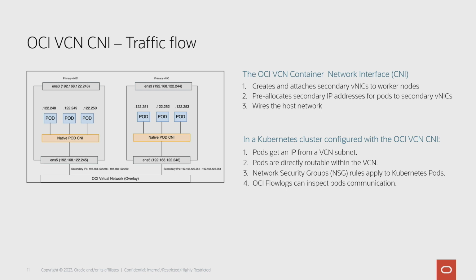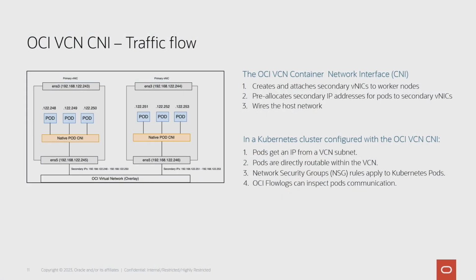Now let's try to understand how the traffic would flow when you're using the OCI VCN CNI. Let's say you as a developer created an OKE cluster and configured OCI VCN CNI as your networking component. Your worker nodes, in this example there are 2 worker nodes, the gray boxes you see, would have a minimum of 2 interfaces. The first interface, which you see as ENS3, is the main VNIC that you would use for management purposes. But there is a secondary VNIC also attached to the worker node, which would have a bunch of secondary IP addresses associated with it.